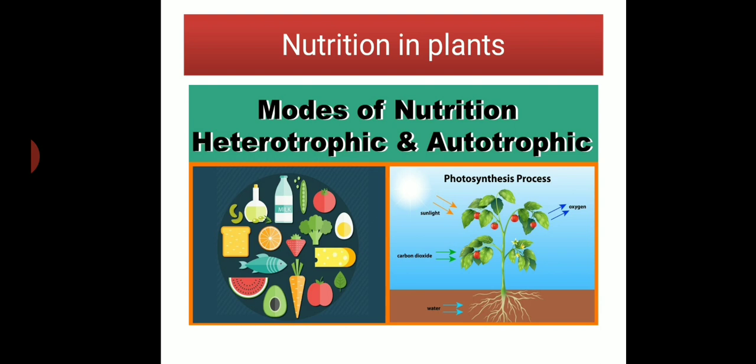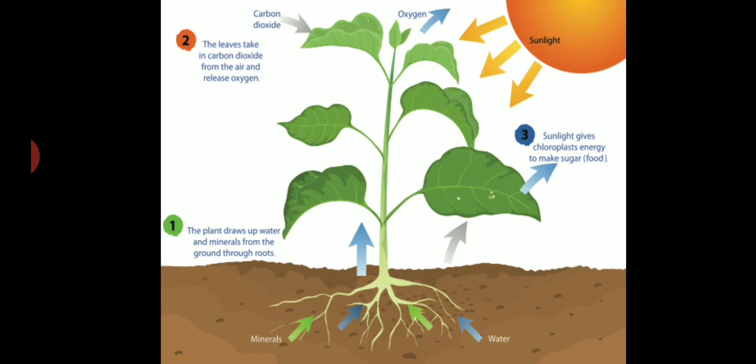Now children, let us learn more about photosynthesis. Plants synthesize their own food, but do you know how they synthesize their food? Plants prepare their own food by the process of photosynthesis. Photo means light and synthesis means putting together. Plants need sunlight and carbon dioxide from air and water from the soil.